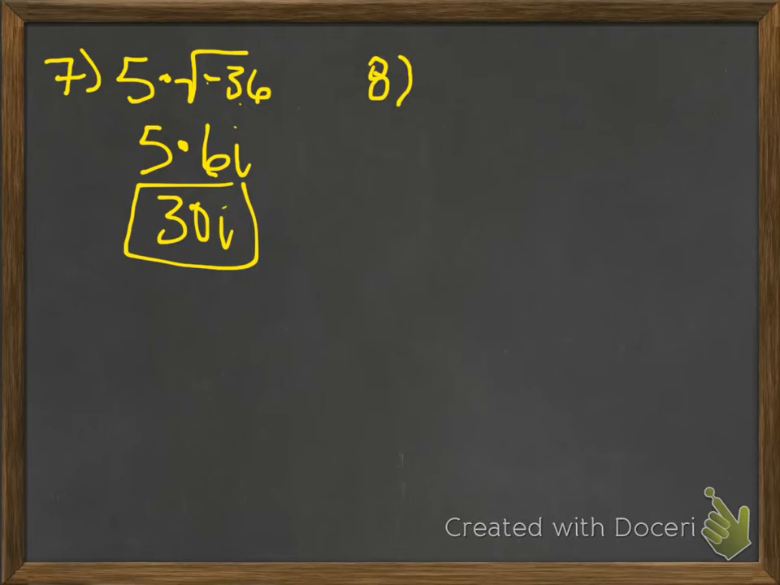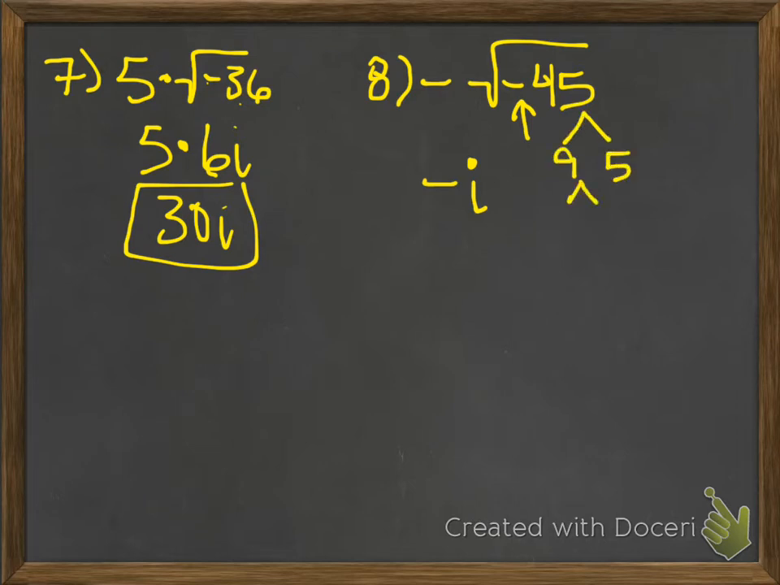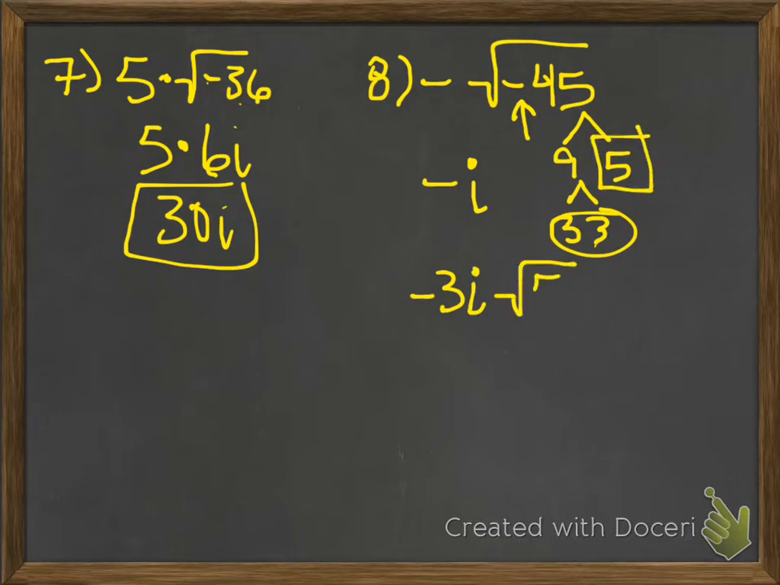Number 8, negative square root of negative 45. Okay, this right here is the negative right here. That's an i. So I have like negative i. Okay, let's look at this. 45 is 9 and 5. I have 3 and 3. So I have a pair of 3's that go on the outside. So that should be negative 3i. Then I have a 5 that's left over, square root of 5. Remember, pairs go on the outside, leftovers go on the inside. Okay. And that's it for number 8.